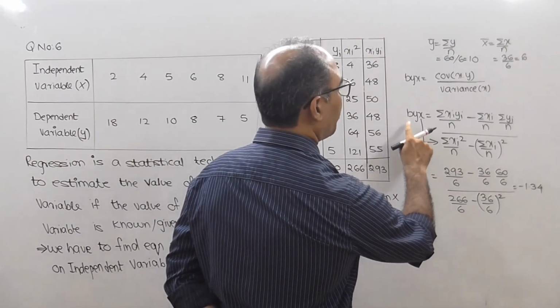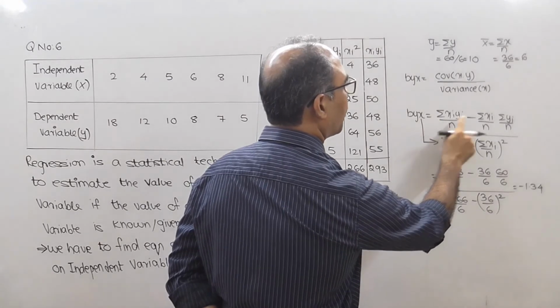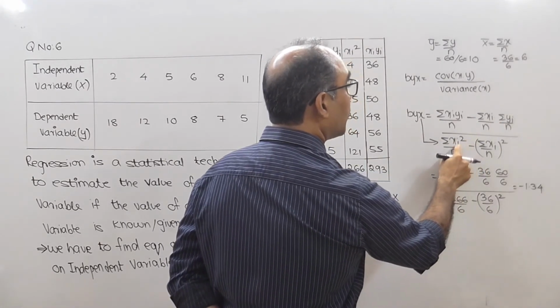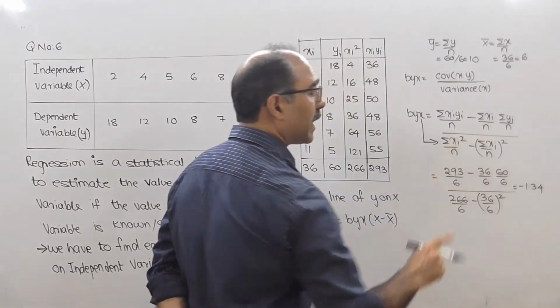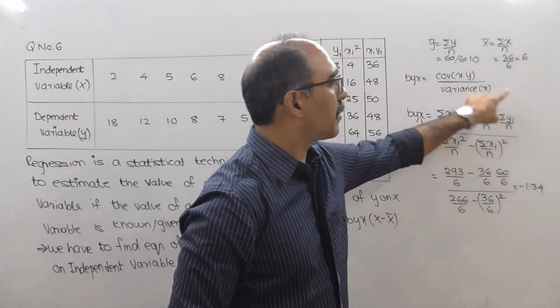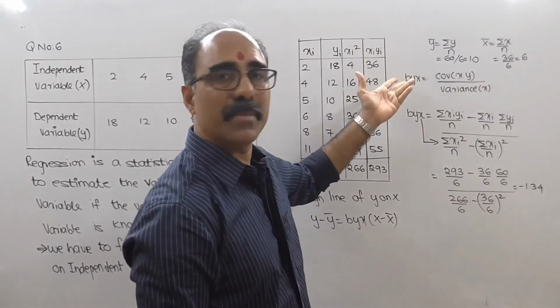See, the formula for byx is sigma xi yi upon n minus sigma xi upon n sigma yi upon n, the whole upon sigma xi square upon n minus sigma xi upon n the whole square. So I think there is no yi square anywhere appearing, so we don't need a column for yi square.